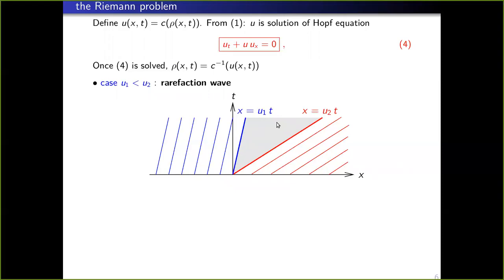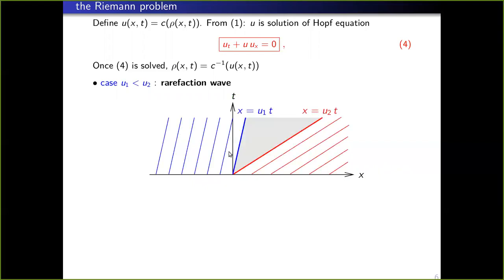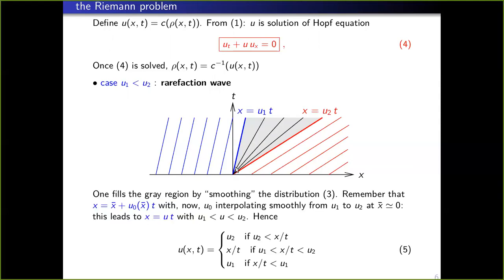So that's a problem for the method. Actually, this problem just comes from the fact that the initial distribution is too schematic. And one should, instead of taking a step function, smooth it. And then it's very simple to see that one will have a straight line of this type in this gray region.